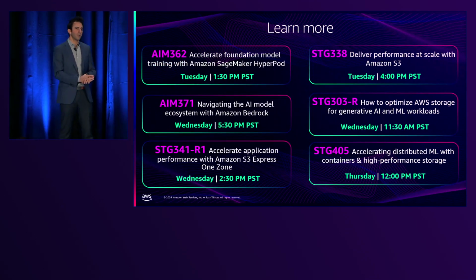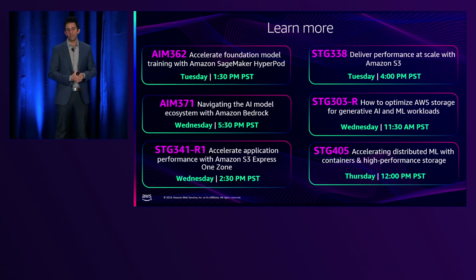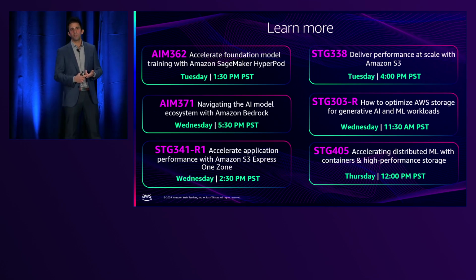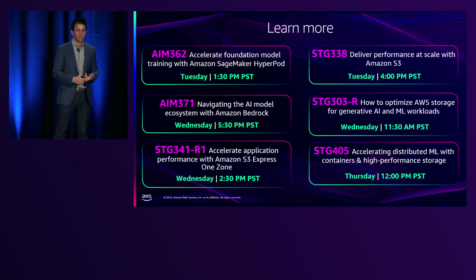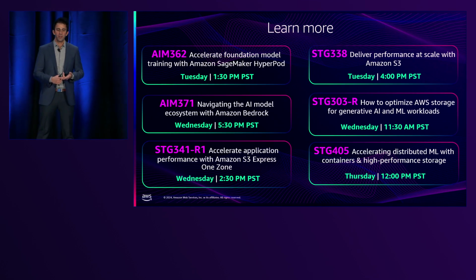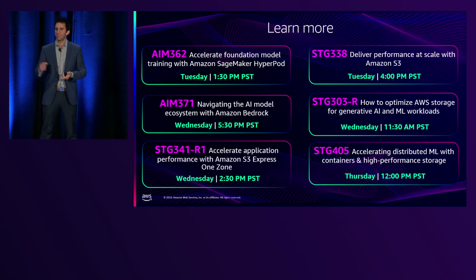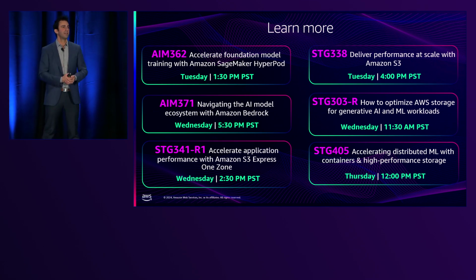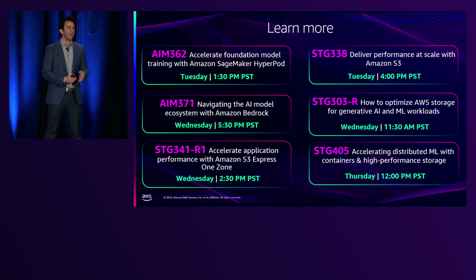If you're looking to learn more, a couple sessions that we've picked out here. We've got a session on using Amazon SageMaker Hyperpod, which is specifically used for training Gen AI workloads. There's another session around using Amazon Bedrock, similar to the demo that you saw earlier, if you're going to be building on an existing foundation model. And then we've got a couple of particular sessions that we recommend to get the best performance out of your storage across object and file workloads as well.